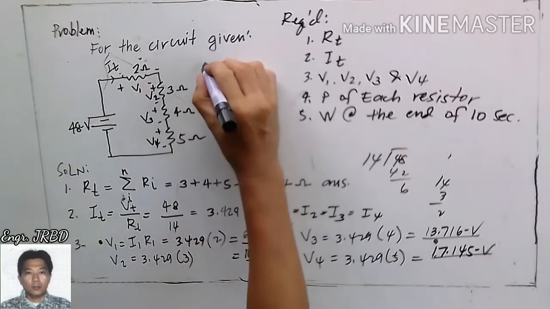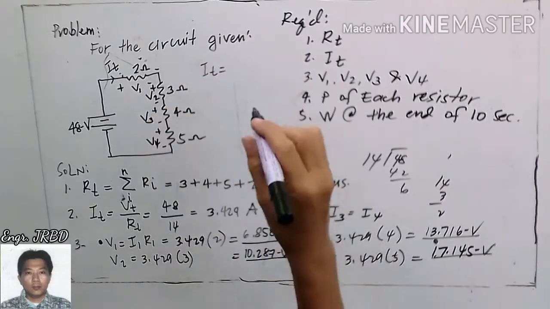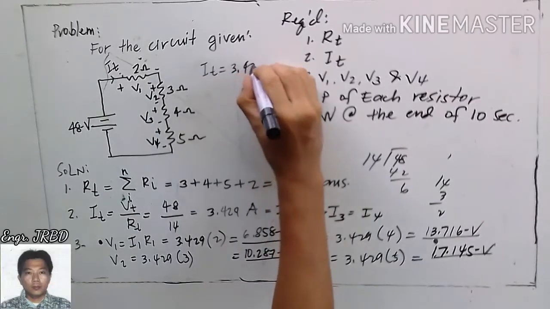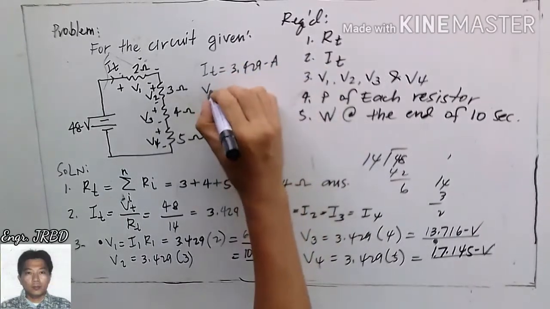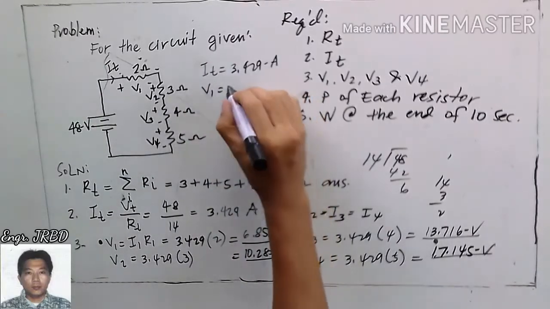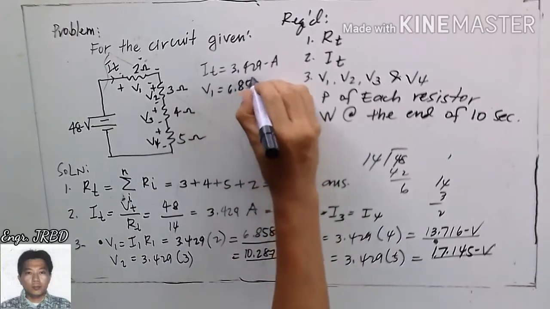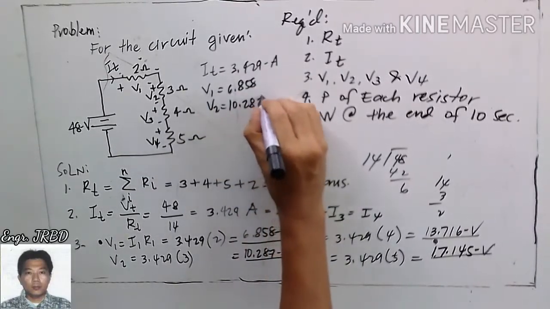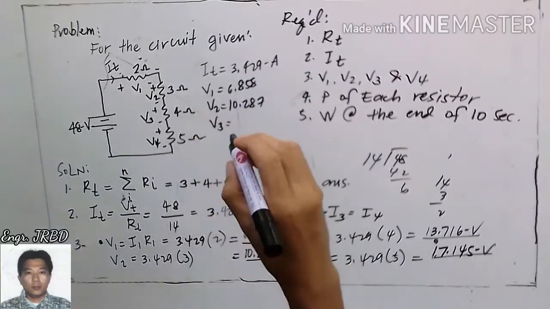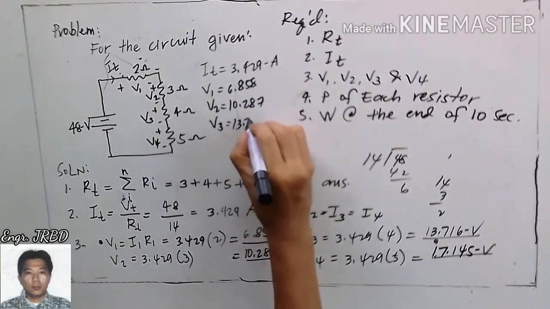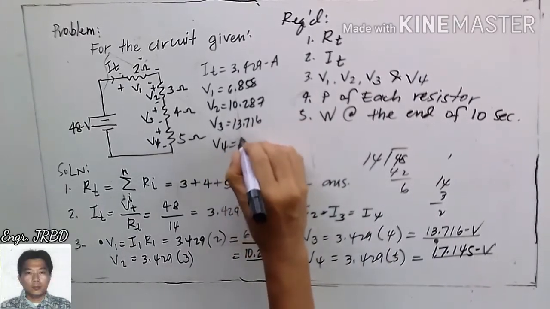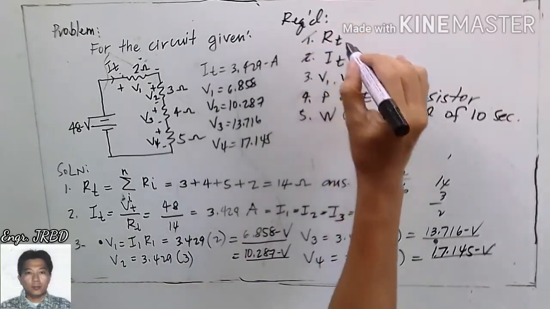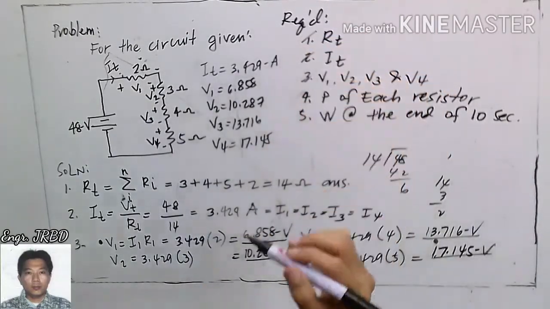So we need here the total current, 3.429, V sub 1, 6.858, V sub 2, 10.287, V sub 3, 13.716, and V sub 4, 17.145. That's done. Okay, we already have this one.